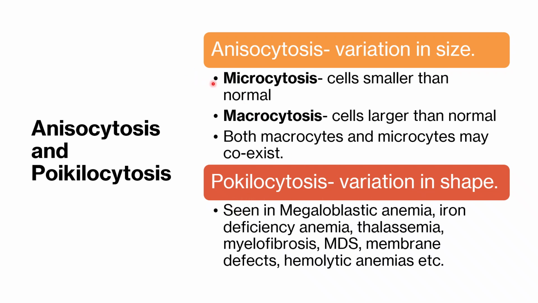In anisocytosis, we can either have microcytes or macrocytes or we can have a combination of both, or we can also have a combination of microcytes, macrocytes and normal RBCs. In microcytes, as we can understand from the name itself, the cells are smaller than the normal cells, and in macrocytes, the cells are larger. And in poikilocytosis, there is a variation in shape. We'll be elaborating on the various kinds of shapes further. It can be seen in megaloblastic anemia, iron deficiency anemia, thalassemia, MDS, membrane defects, and many other causes.